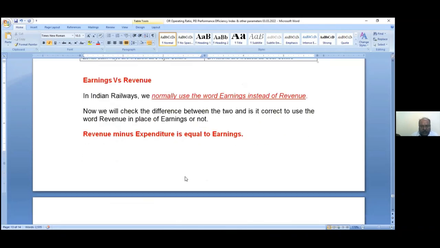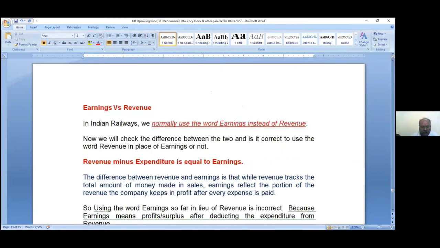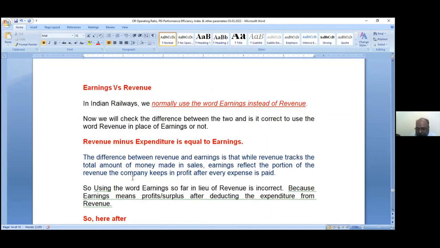Now we'll check earnings versus revenue. This is the latest development. In Indian Railways, we normally use the word earnings, always from the beginning. But the correct word we have to use is revenue, not earnings. What is the meaning of earnings? Earnings is nothing but the surplus. That is, revenue minus expenditure is equal to earnings. But here we use earnings in place of the sales figure or revenue figure. That is incorrect. Earnings means the net receipts or net revenue or surplus. That is earnings in commercial parlance.